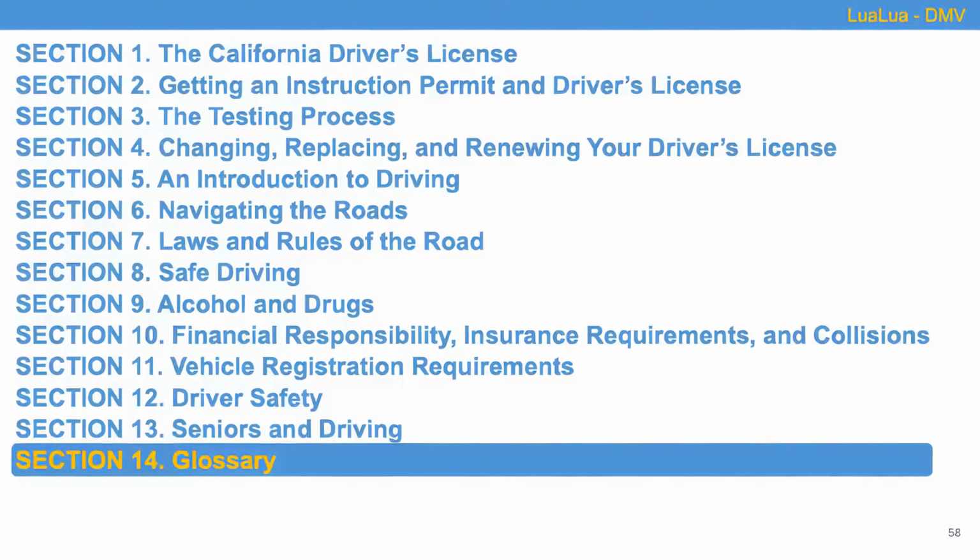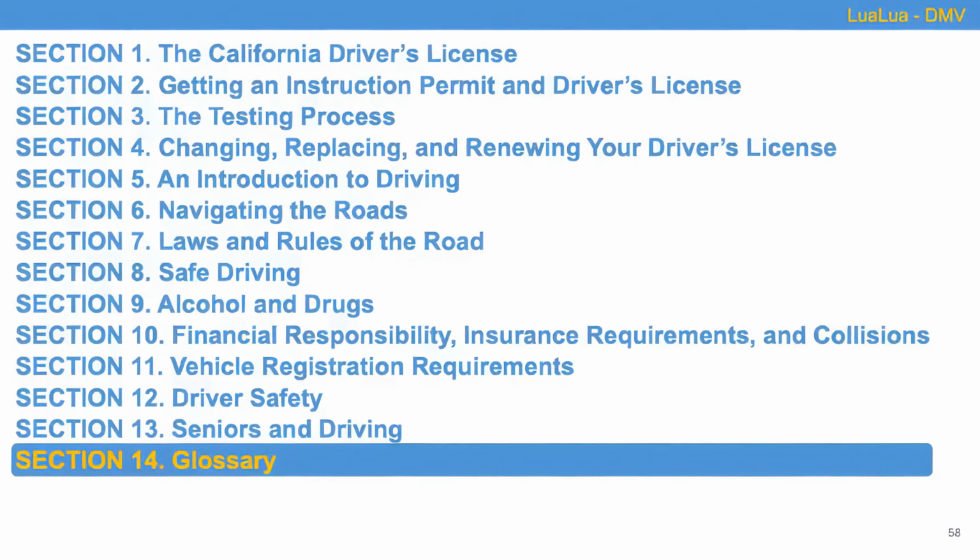Section 14. Glossary. Term definition. Behind the wheel drive test. A drive test where you have control of the vehicle and are accompanied by a DMV examiner who is evaluating your driving skills. Blood alcohol concentration, BAC. Your BAC is the amount of alcohol in your blood. For example, if your BAC is 0.10%, that means you have 0.10 grams of alcohol in 100 milliliters of blood.